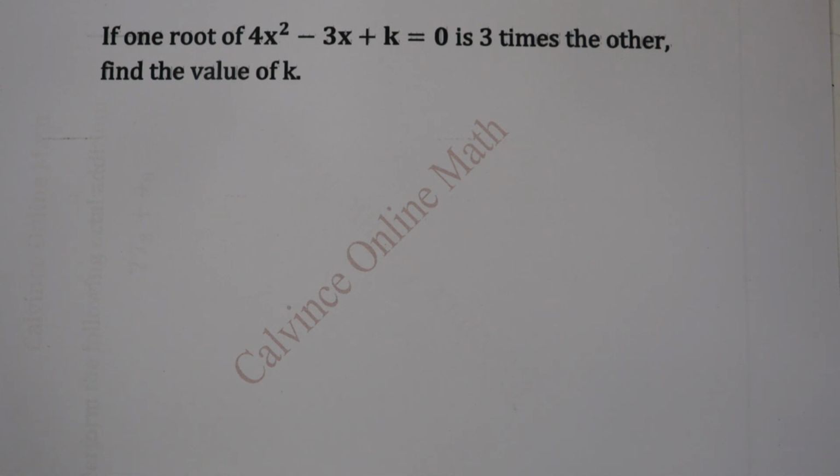We are going to learn how to use sum of roots and product of roots to solve for unknowns in quadratic equations. So you have, if one root of 4x squared minus 3x plus k is equal to 0 is 3 times the other, find the value of k.